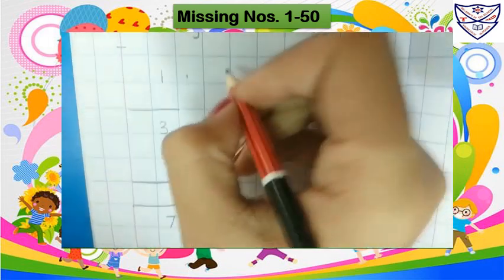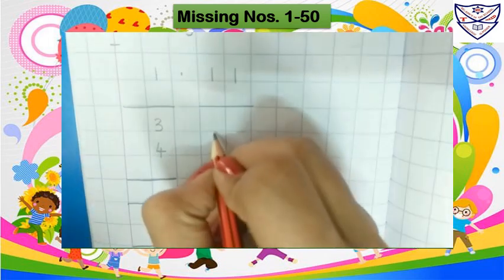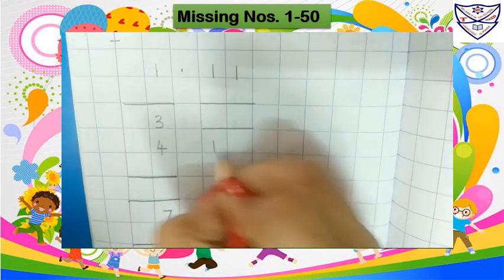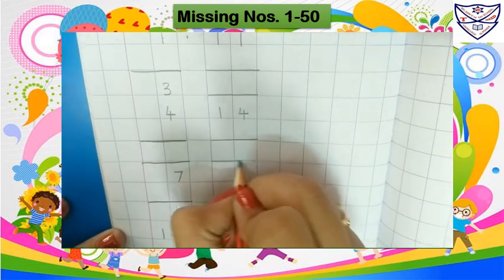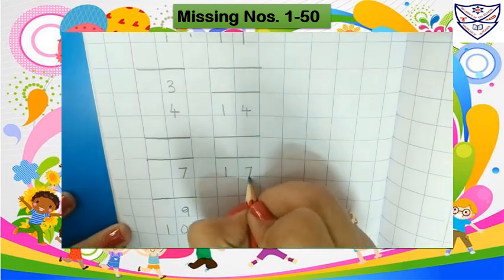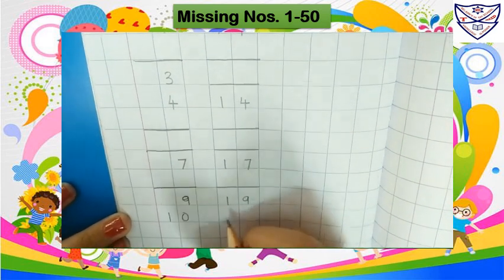Leave one line and write 11. Put small dash in the next box. Again put small dash in the next box. 14. Put small dash in the next box. Again put small dash in the next box. 17. Put small dash in the next box. 19. 20.